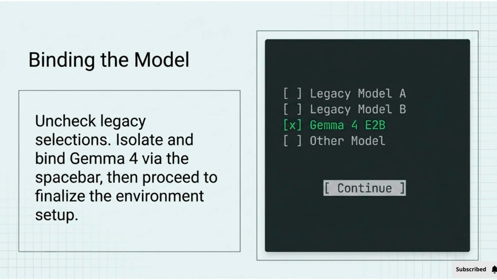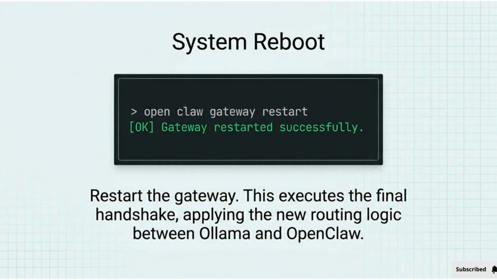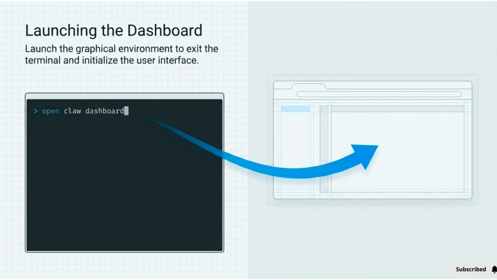Now, we bind the model. Uncheck any legacy selections, then isolate and bind Gemma 4 E2B before finalizing the environment setup. Next, restart the gateway. This executes the final handshake, applying the new routing logic between Ollama and OpenClaw successfully. Launch the dashboard. Execute the command in the terminal to initialize the user interface and exit the command line environment.